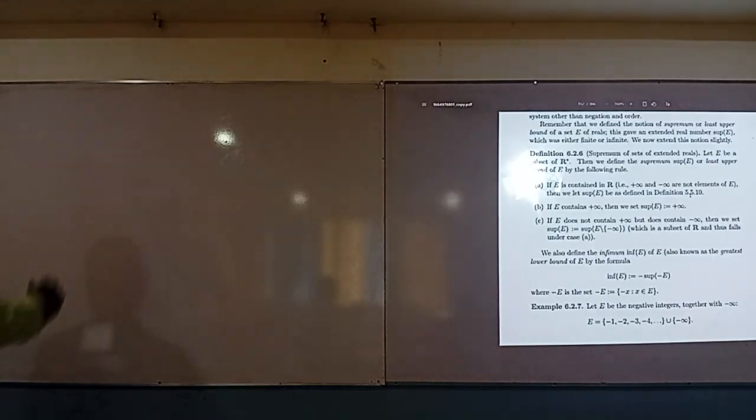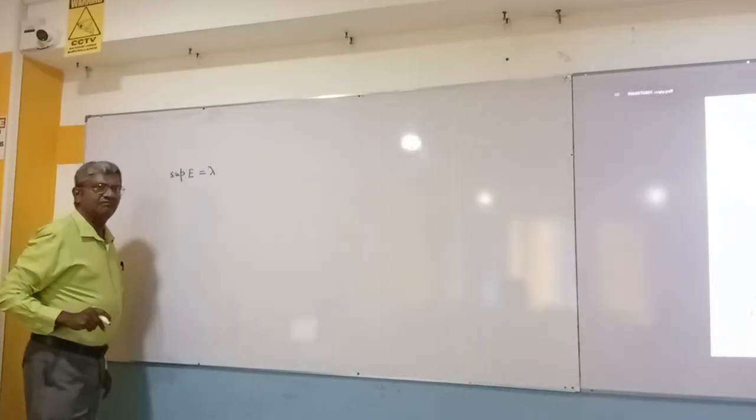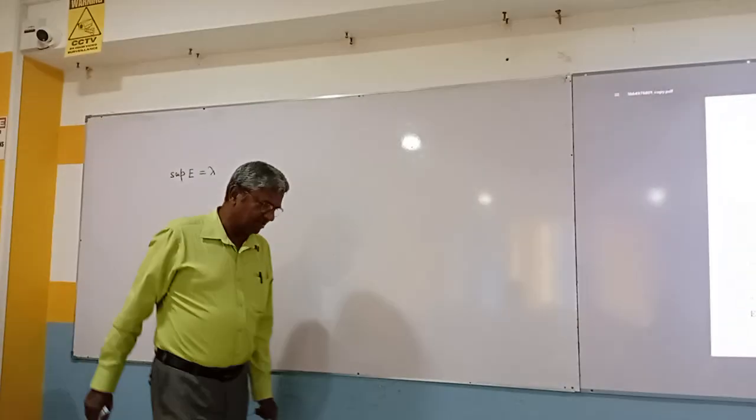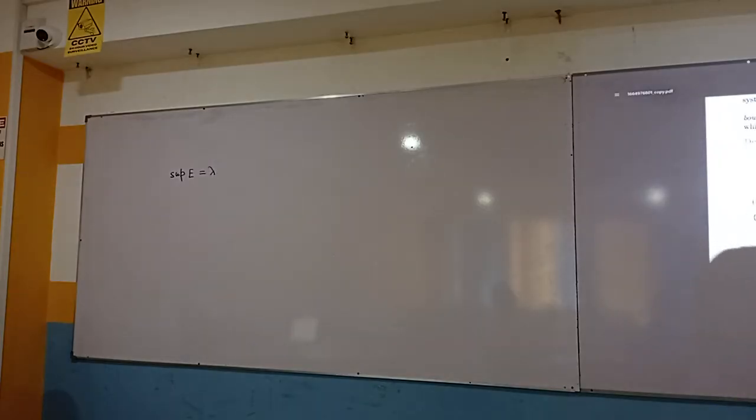Before I touch this, something important now. Should E equals lambda. When you say this, you say lambda is an upper bound and it is the smallest upper bound. No?